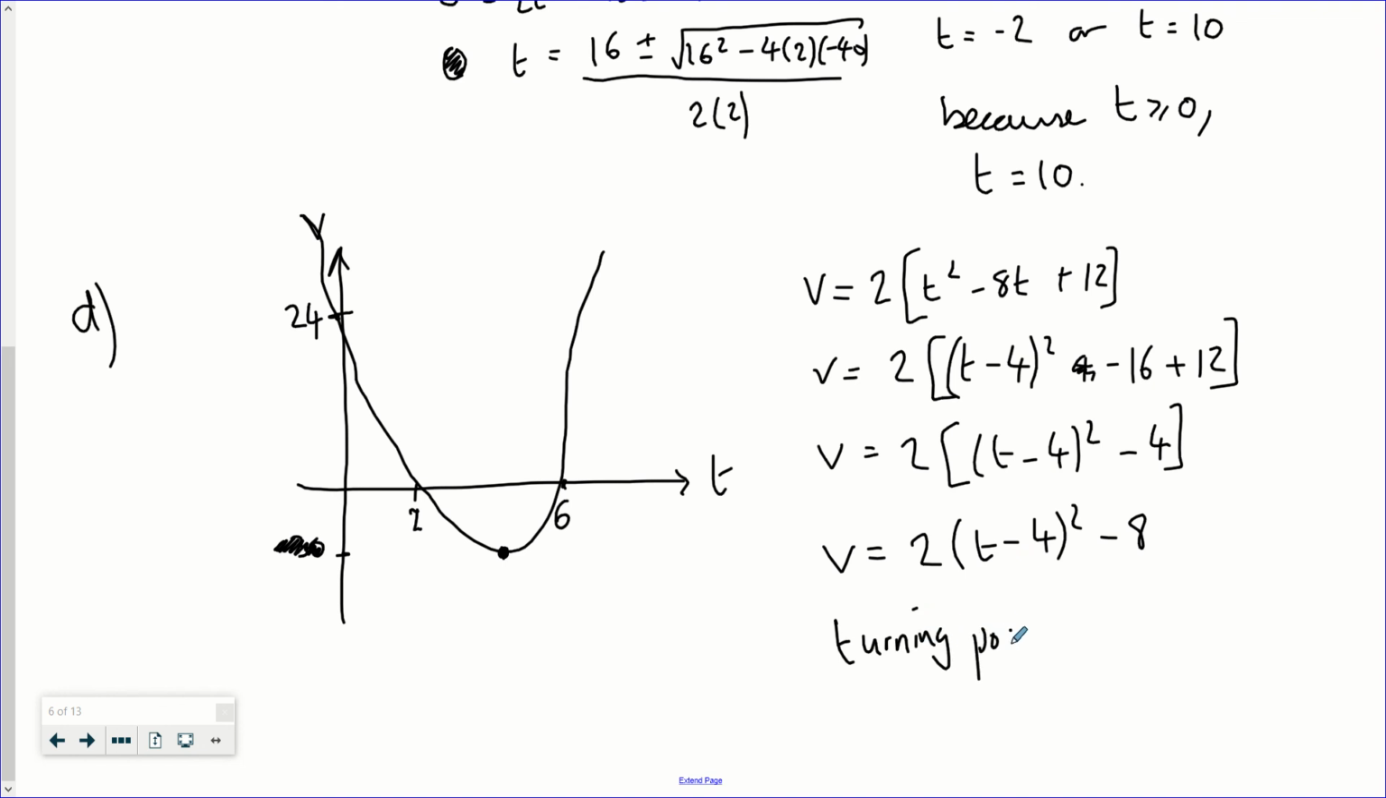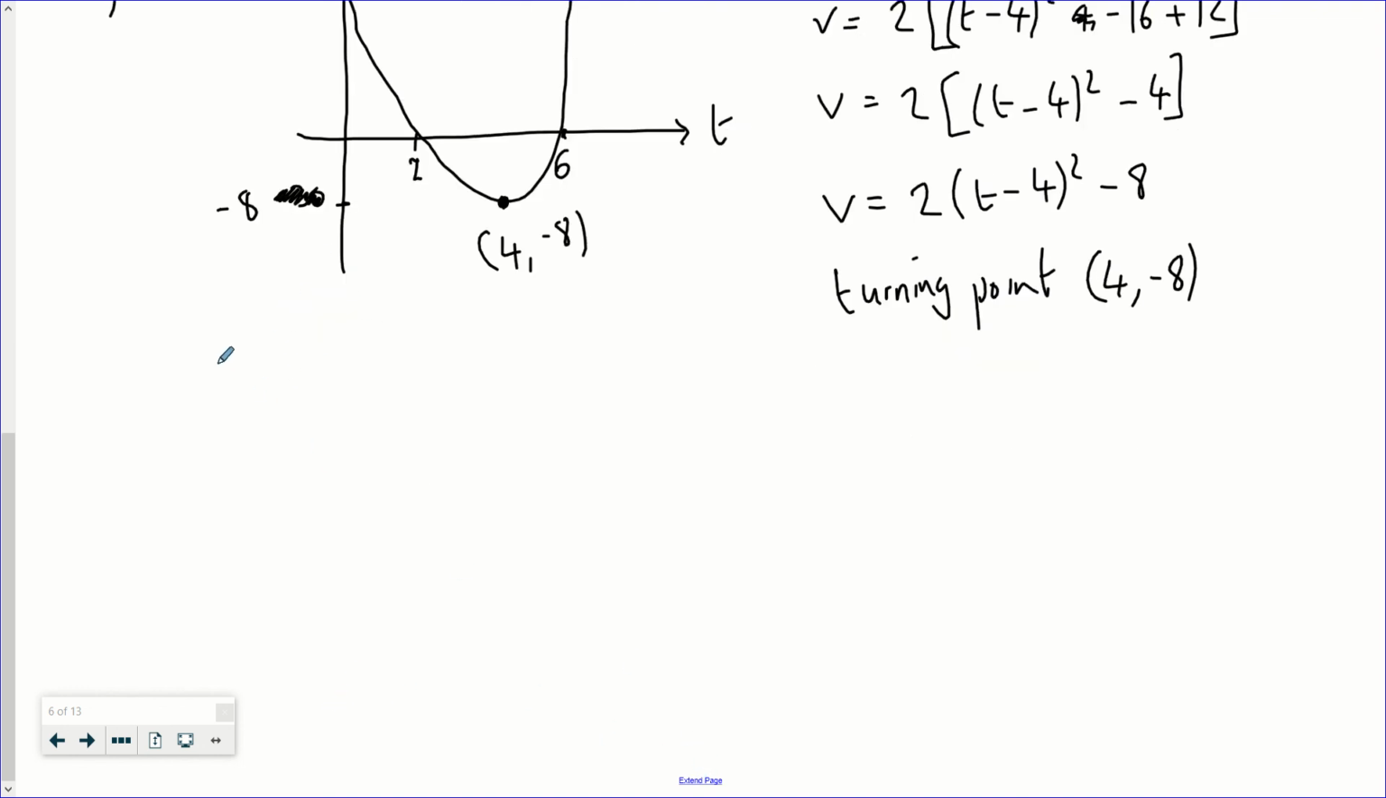The coordinate of that turning point is going to be 4, minus 8. So let's label that in. It's 4, minus 8 there. So actually we know that the minimum velocity is minus 8. So the speed at this point is 8, and the speed at this point is 24. So 24 is going to be the biggest speed. So we're just going to conclude and write that down. So the maximum speed is 24 meters per second.